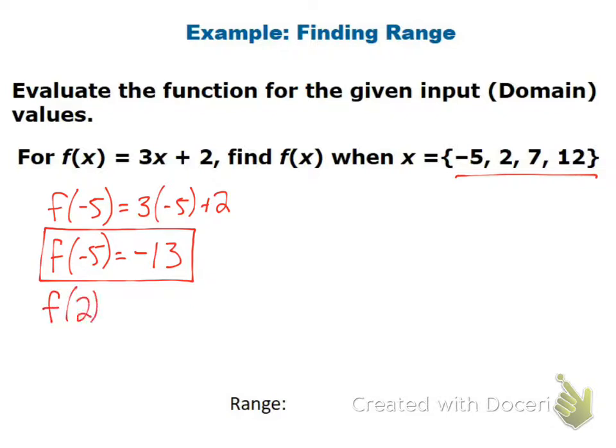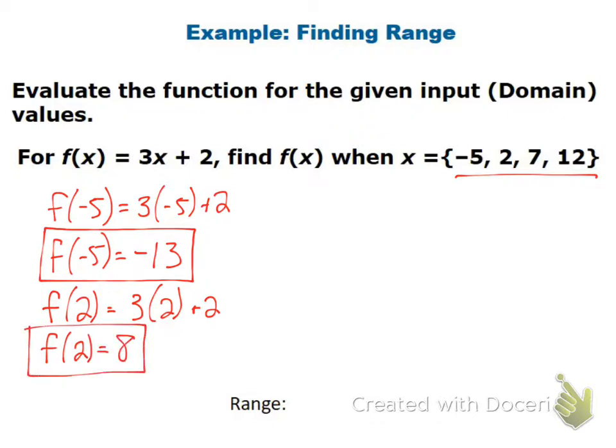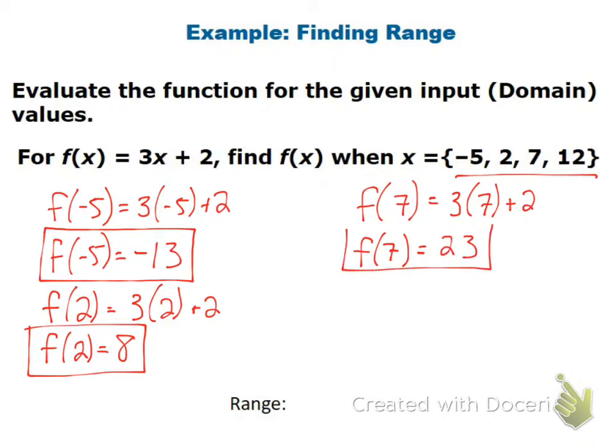Same thing. f of 2 is equal to 3 times 2 plus 2. So I get f of 2 is equal to 8. That's my answer there. f of 7 is equal to 3 times 7 plus 2. I get f of 7 is equal to 23. Again, that's my final answer.